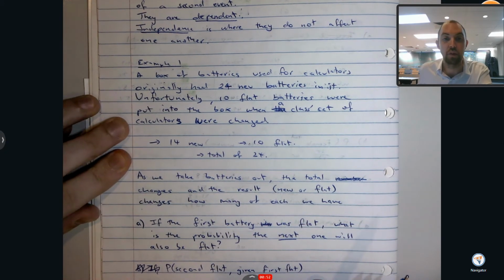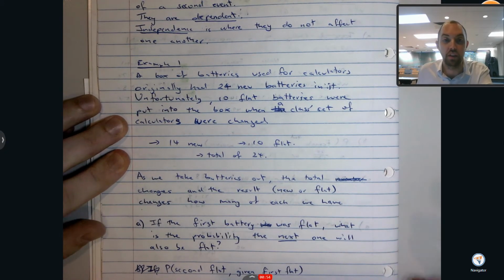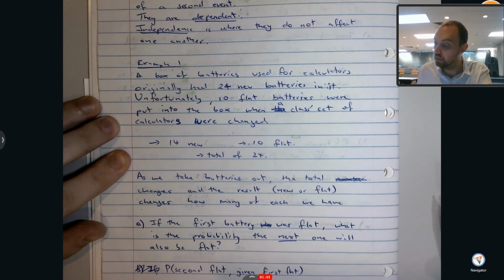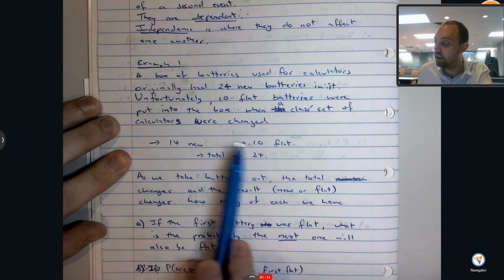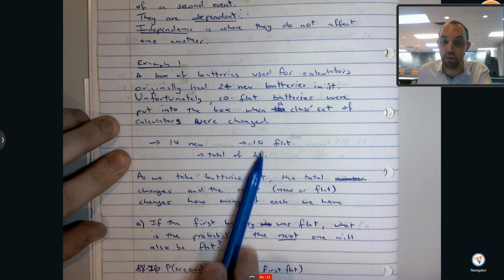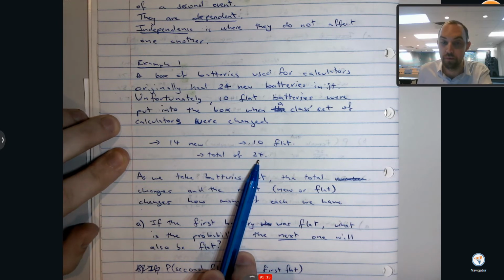We have a box of batteries used for calculators, and they originally had 24 new batteries in it. Unfortunately, 10 batteries were put into a box when a class set of calculators were changed. Who does that? So, now they've taken out 10 and replaced them with 10 flat ones. We've got a total of 24.